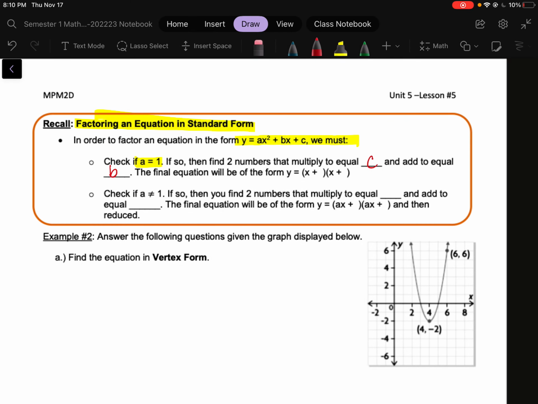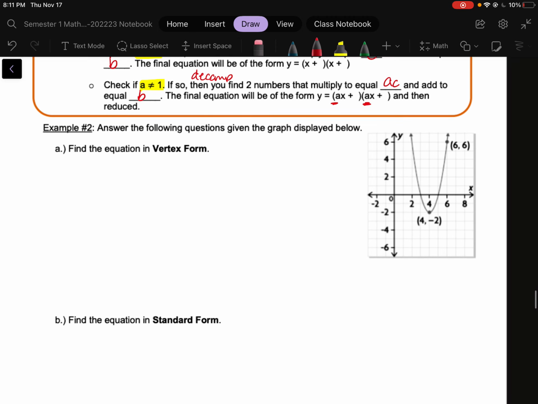If a does not equal 1, you have to find 2 numbers that multiply to equal ac and add to equal b, and the final equation will be in the following form. Do note that the a is now added in front here. So this is our standard form, and then this is going to decompose.